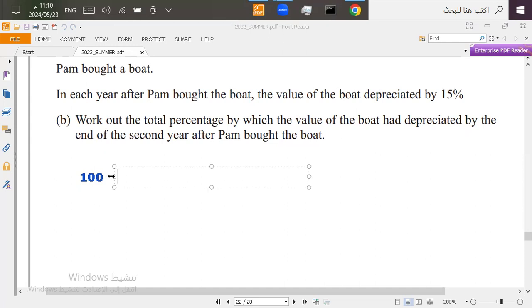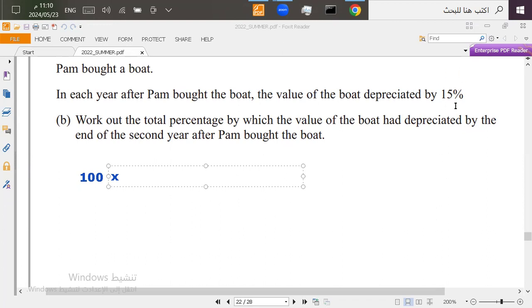So let's say she bought the boat for $100, and then it will decrease by 15%. Decreasing by 15% means what? It means it will decrease, or minus 15 from the 100%. 15% means 15 over 100. Now, decreasing by 15% means multiplying by 85%. So I'm going to multiply the 100, which is the price, by its multiplier.